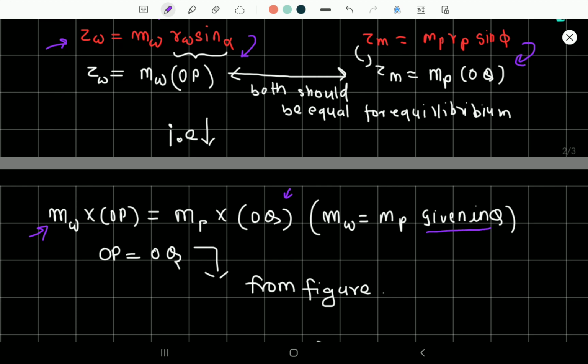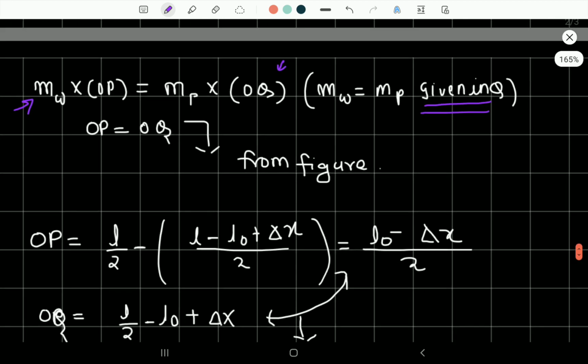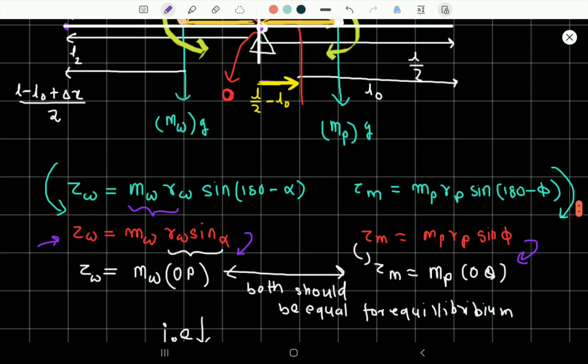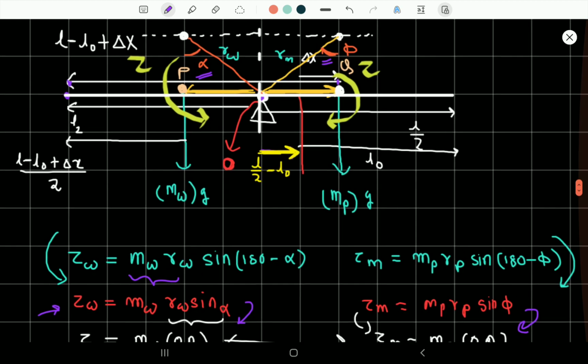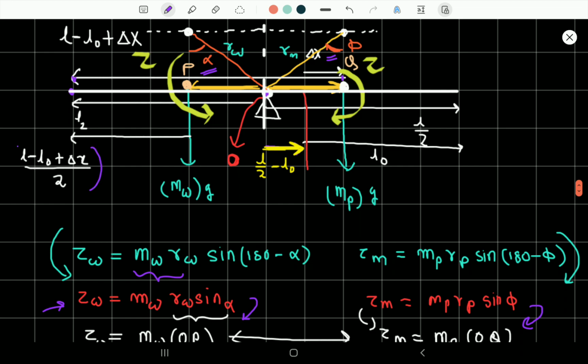Now MW is equal to MP, which is given in the equation. The center of mass is also the same. That's why we will say that OP and OQ would be equal from the figure. Now what we have to do is just equate OP and OQ. From the figure we can write the values of OP and OQ. So OP is L by 2 minus this distance. The total distance is this, and we need to find this one. So L by 2 minus this one. I hope you understood what I have written here. So L by 2 minus (L naught by 2 plus delta x).